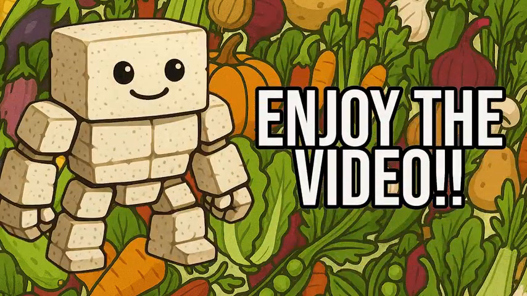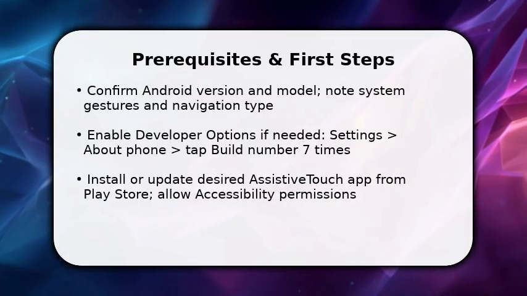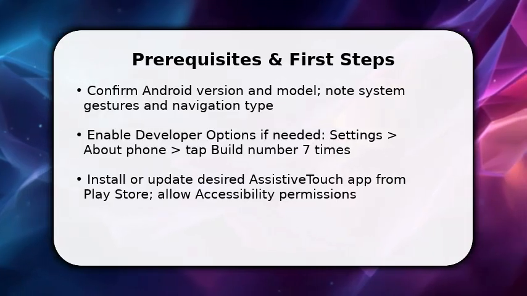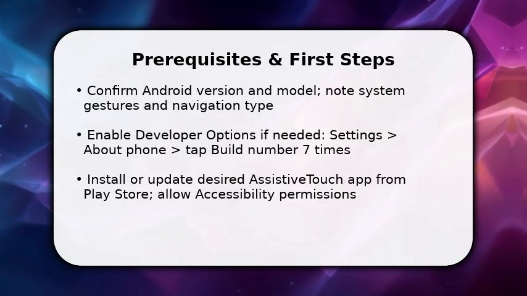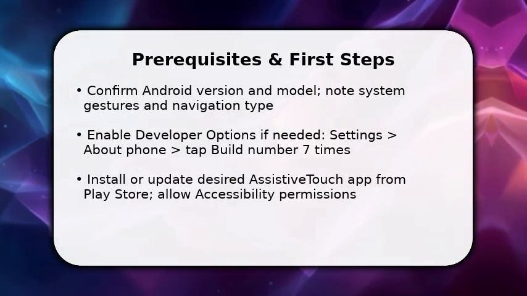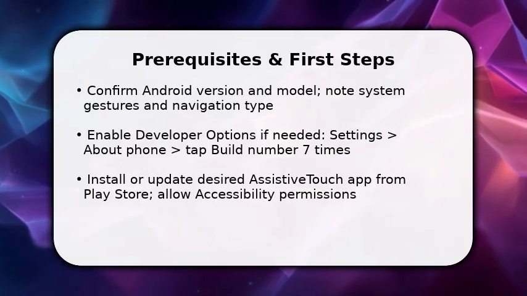Please enjoy the video. You'll start by validating prerequisites so nothing blocks the process. First, check your Android version and whether the device uses gesture or button navigation. This affects how assistive touch overlays behave.